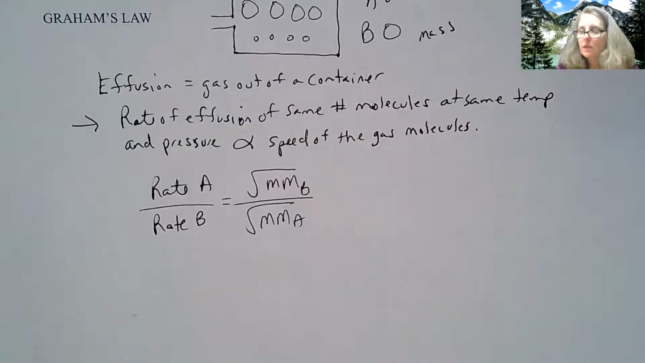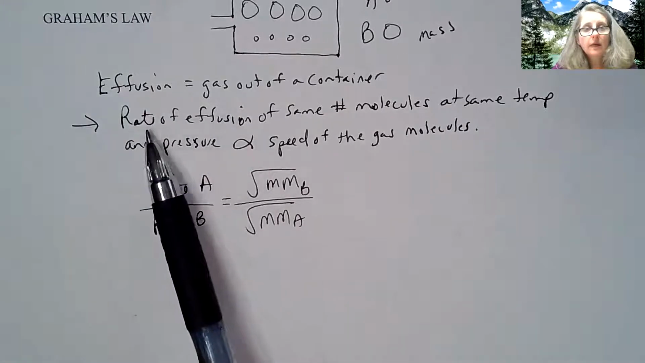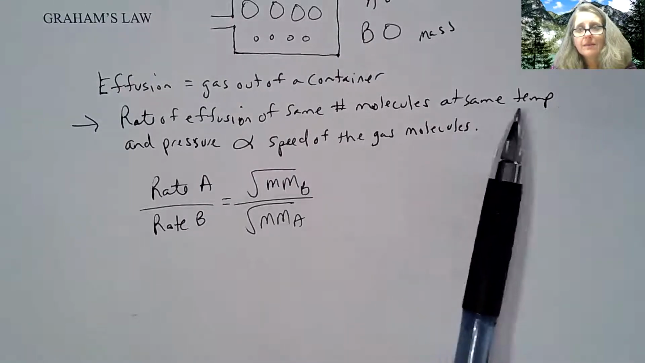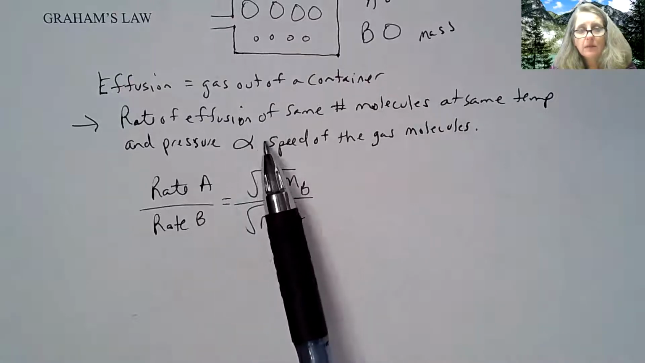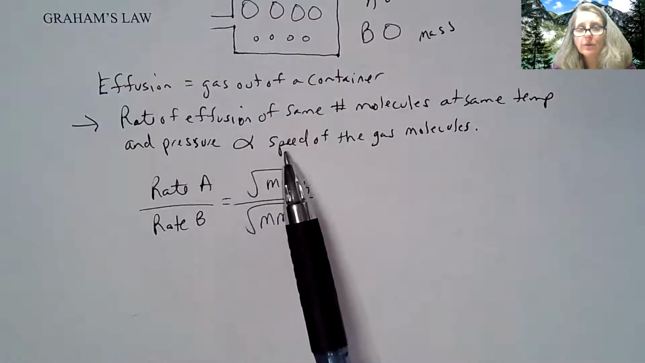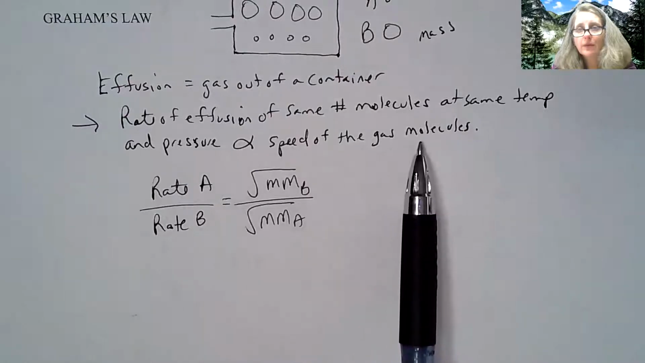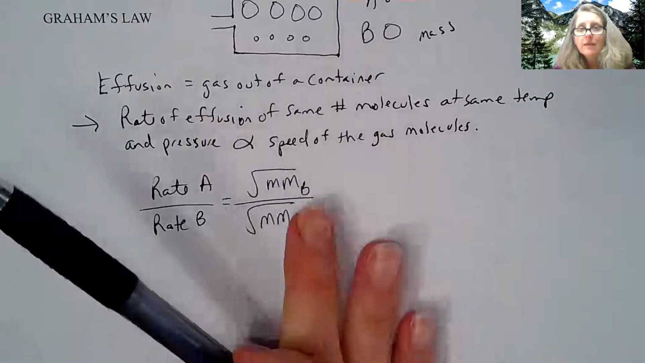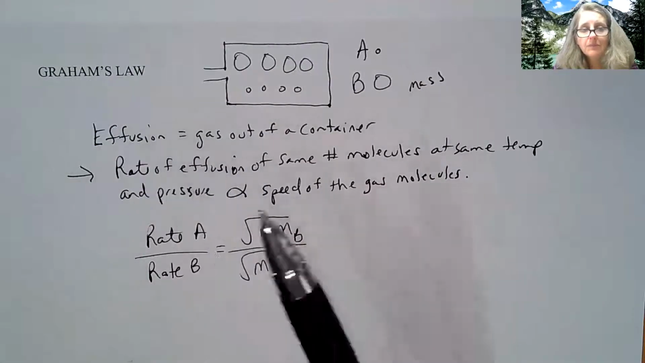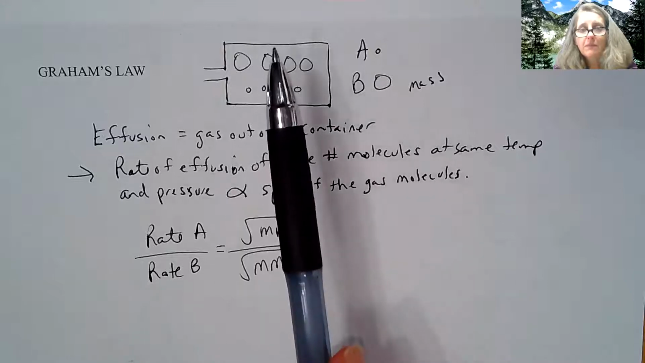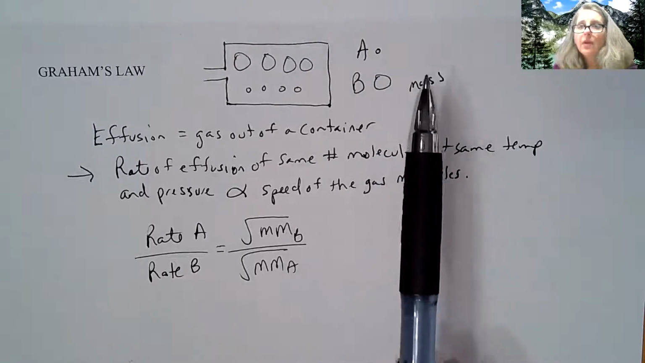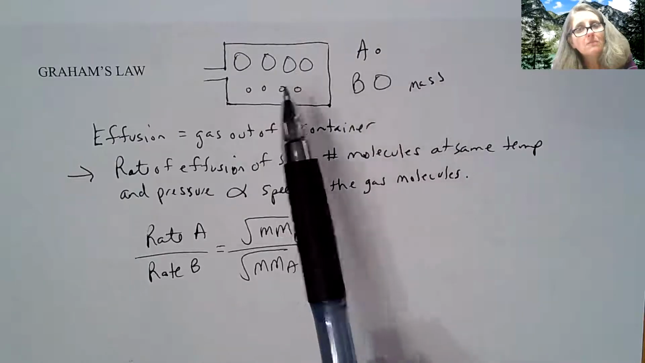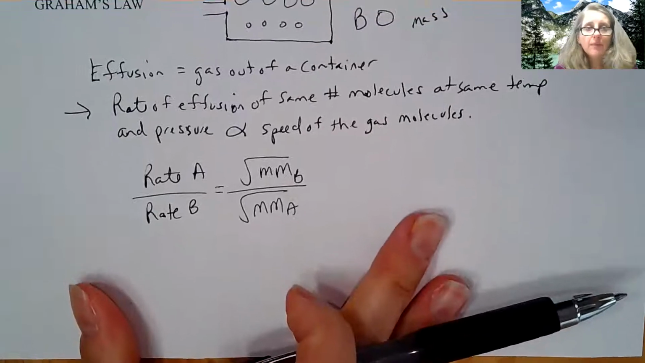So what I wrote down was Graham's law. The rate of effusion of the same number of molecules at the same temperature and pressure, and this little squiggly is proportional to the speed of the gas molecules. So he saw a relationship: if both of these gases were in the same container, they'd be at the same temperature and pressure. They are affected mainly by the speed of the gas molecules. And what you need to consider is the speed will be different between A and B because A is smaller. So think about the speed of that particle.